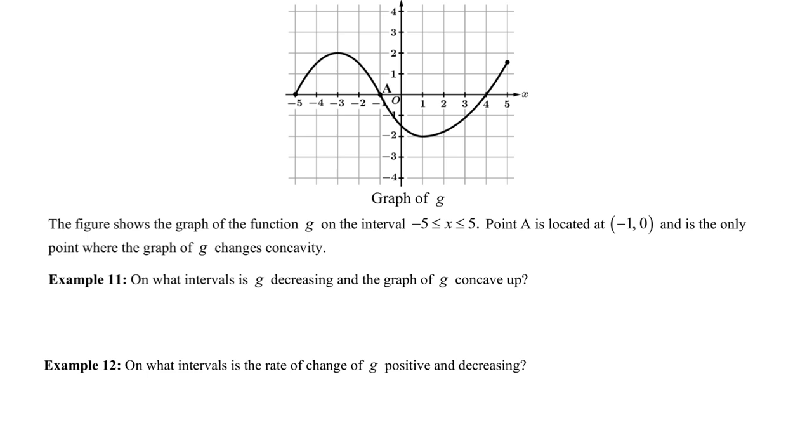All right, for example 11, it says on what interval is g decreasing? Where's the height going down? And where is the graph concave up? So I'm going to go ahead and do some shading for the concavity. All right. So there's my concavity. Where you hold the water, you're concave up. Where you drop the water, you're concave down.